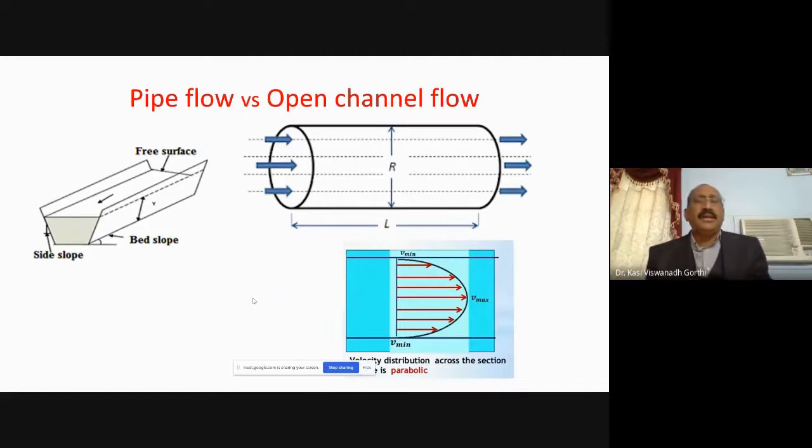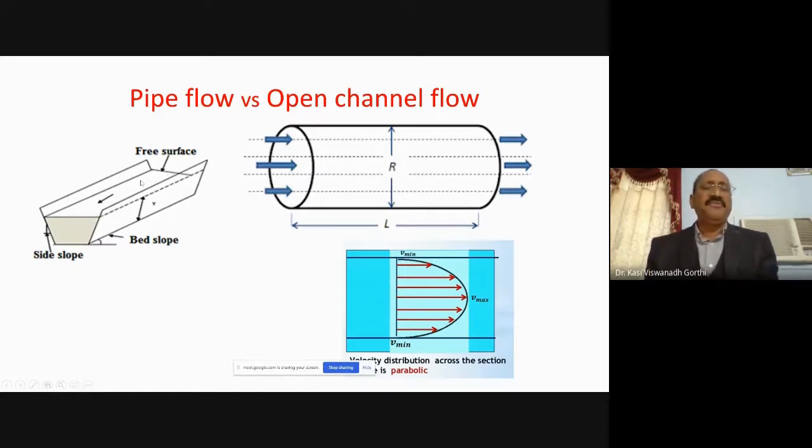Let us try to compare this open channel flow with the one which we have already studied, pipe flow. We try to compare both. So what is this pipe flow? In the case of a pipe flow, for the entire cross-sectional area of the pipe, the liquid is occupied. So the liquid flows under pressure in the case of a pipe. Whereas in the case of open channel flow, there is overlying atmospheric pressure, and by creating longitudinal slope or bed slope, the water flows from one level to the other, from one section to the other section.